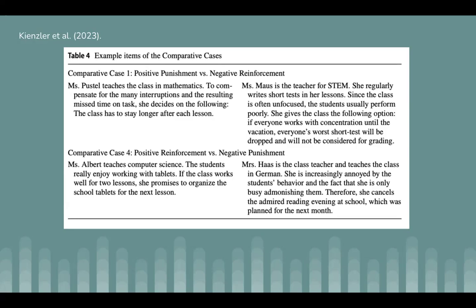Then for the negative reinforcement example, Miss Mouse is the teacher for STEM. She regularly writes short tests in her lessons. Since the class is often unfocused, the students usually perform poorly. She gives the class the following option. If everyone works with concentration until the vacation, everyone's worst short test will be dropped and will not be considered for grading. So this is an example of negative reinforcement. They are reinforcing being focused in class, by saying that you can avoid a bad test grade if you focus. So they are taking away something bad in order to reinforce good behavior in the classroom.